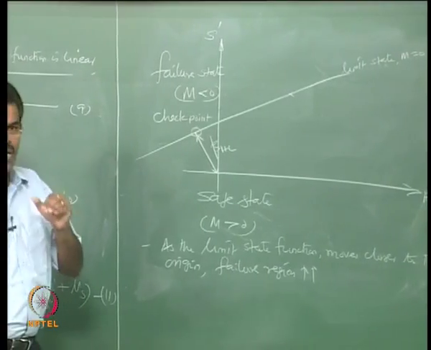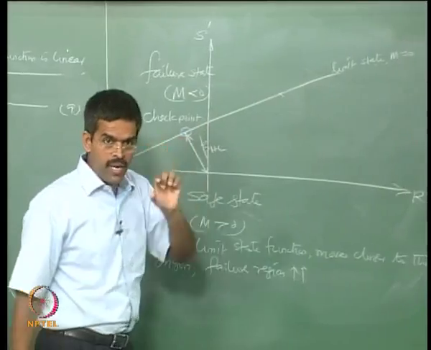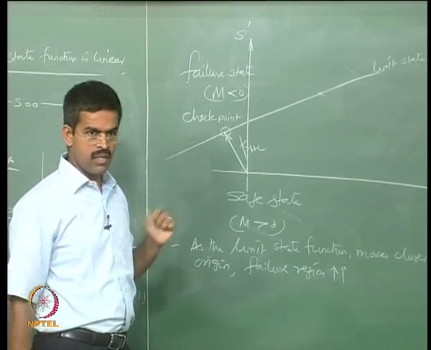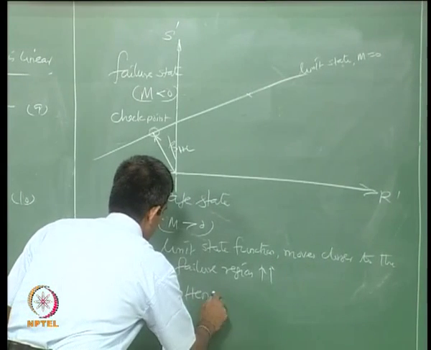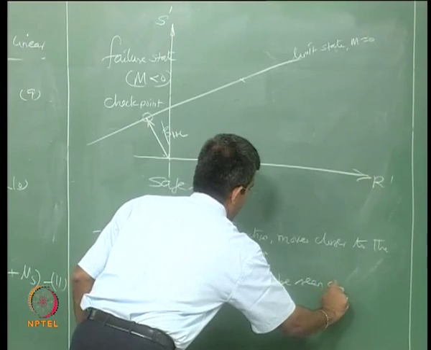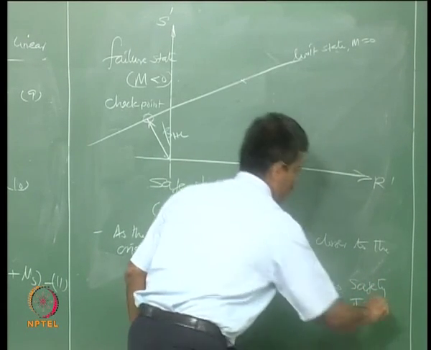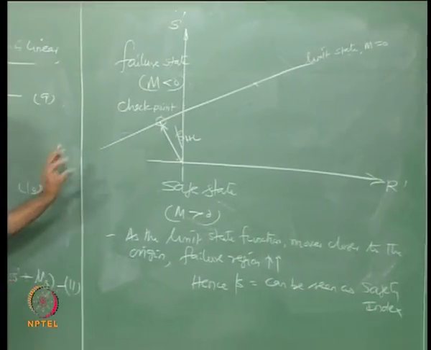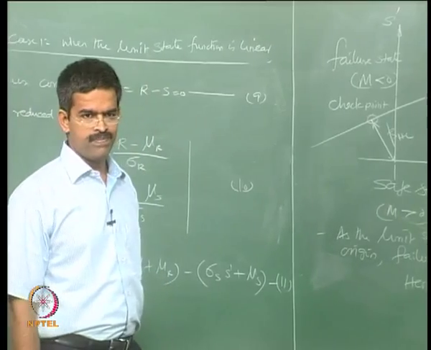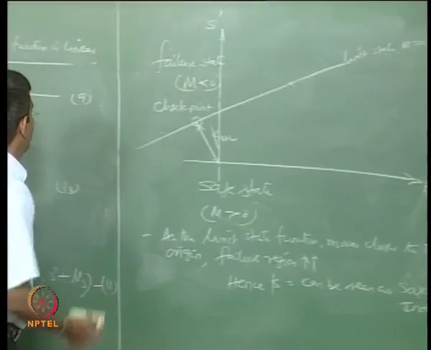So, there is a level at which the failure state is optimized, and that is controlled by the minimum distance from the origin, okay. Hence, beta can be seen as safety index, okay. That is the reason why the minimum distance is considered as reliability index in the Hasofer-Lind technique, okay. Is this clear? Now let us move to the next.